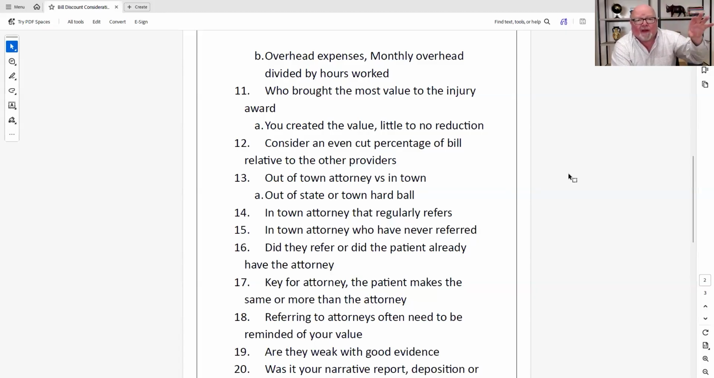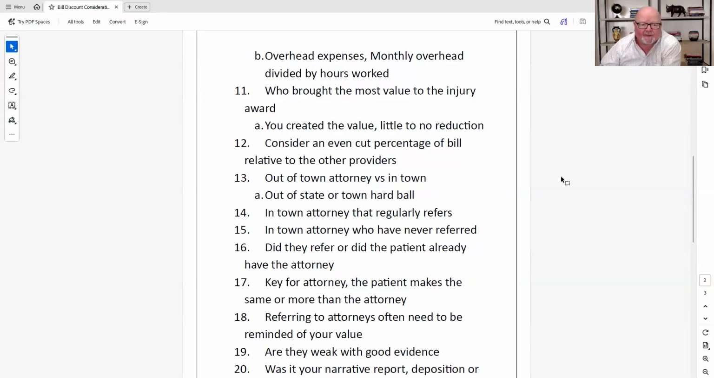Because remember, usually the ratio is a third for a reason. A third goes to the attorney, a third goes to medicals, a third goes to the patient. That's the common industry ratio right there. So is the attorney going to get his third, or is the patient going to get their third? That's the most important aspect you need to be paying attention to relative to that bill and your discount.